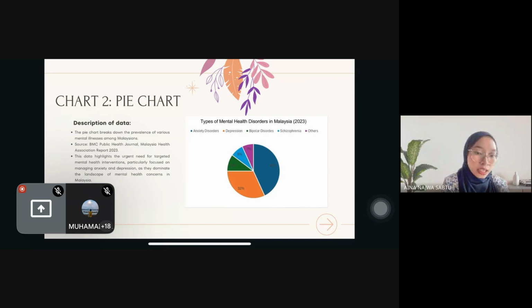especially among young adults. Bipolar disorders make up 10%, while schizophrenia represents 8% of reported cases. Although less common, these conditions require long-term care and support. Finally, 7% of cases fall under the category of other disorders, which includes OCD, eating disorders, and PTSD. While smaller in proportion, these disorders still significantly impact individuals' quality of life.